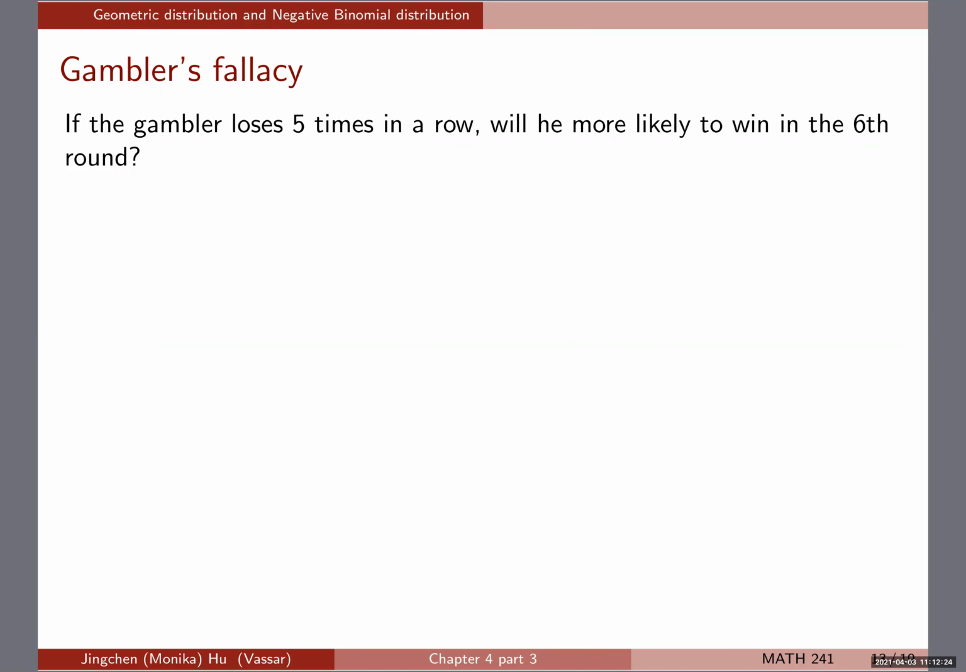Mathematically, we're just asking, if it's a geometric distribution and we know that he already loses the first 5 times, so it's a conditional probability: he already loses 5 times, what's the chance that he will win the next one? So essentially, we're asking whether this extra information, that the gambler loses 5 times in a row, would affect whether he's going to win in the 6th or not.